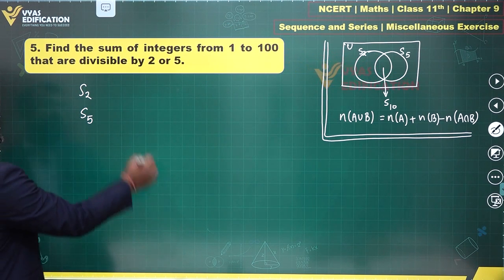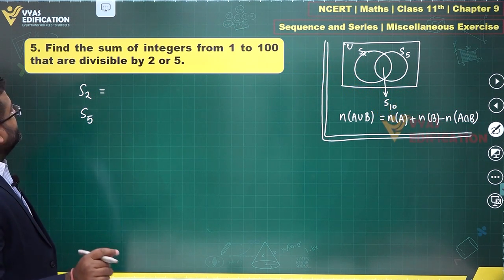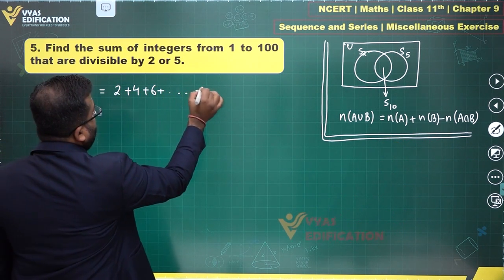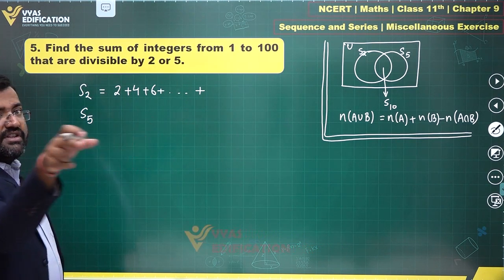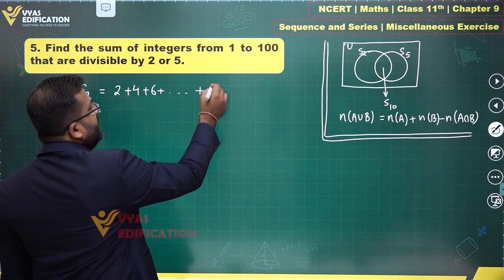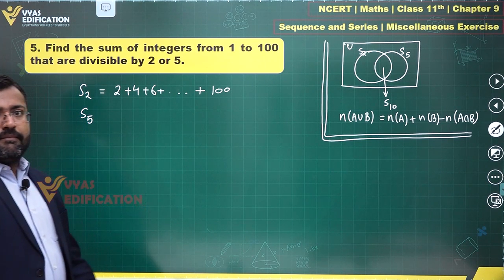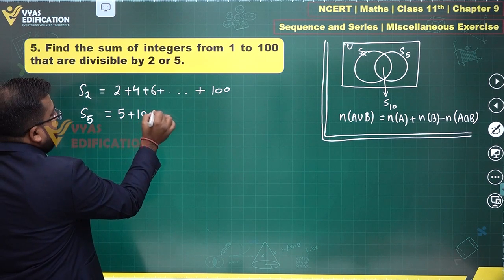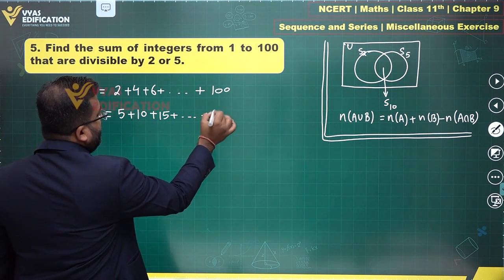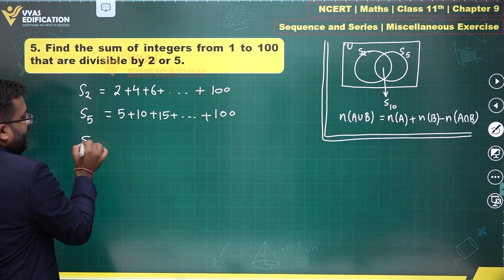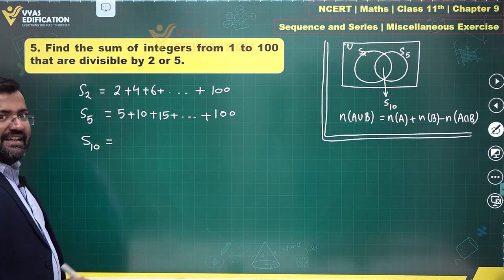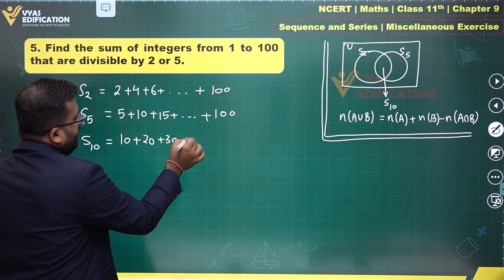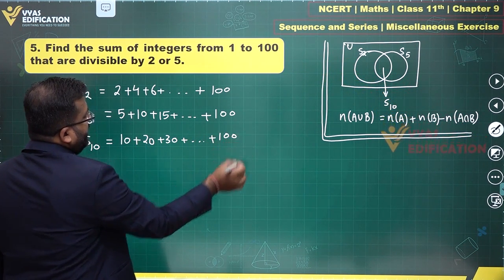What is S2? S2 is the sum of all the integers divisible by 2. That's 2 plus 4 plus 6 plus dot dot dot up till 100. The question says from 1 to 100, which means we have to consider 100 as well, right? What about divisible by 5? This is 5 plus 10 plus 15 plus dot dot dot, again up till 100. And we need to subtract S10. What is S10? S10 is 10 plus 20 plus 30 plus dot dot dot up till 100, right?